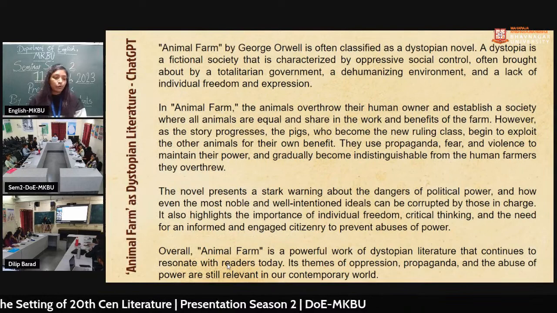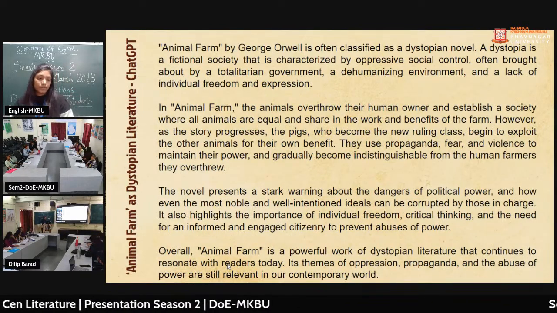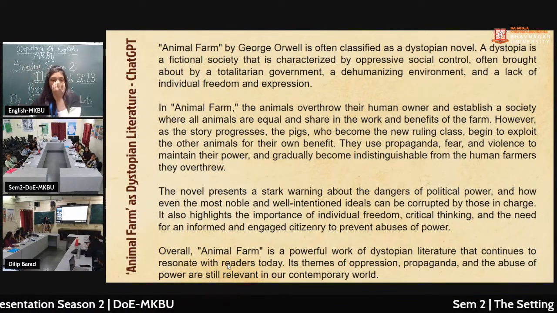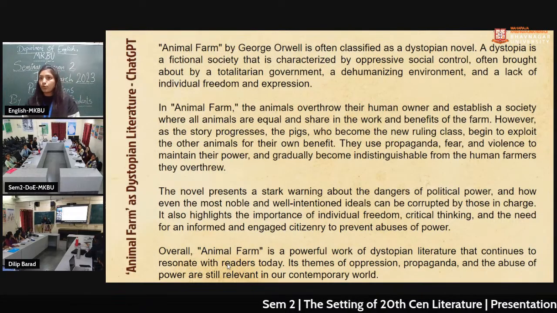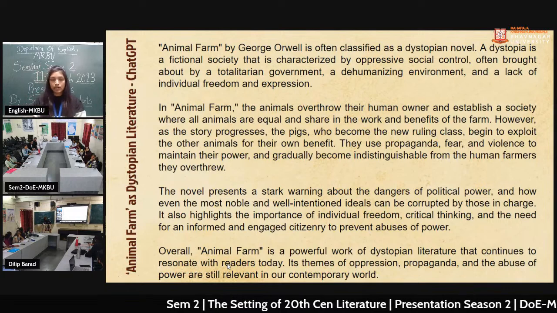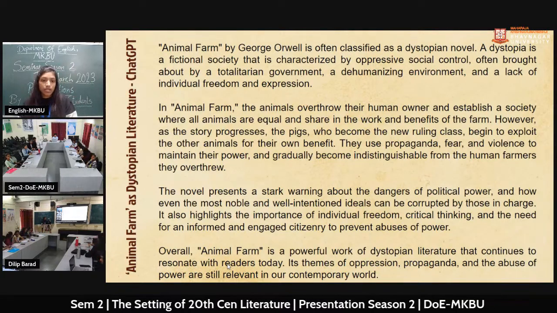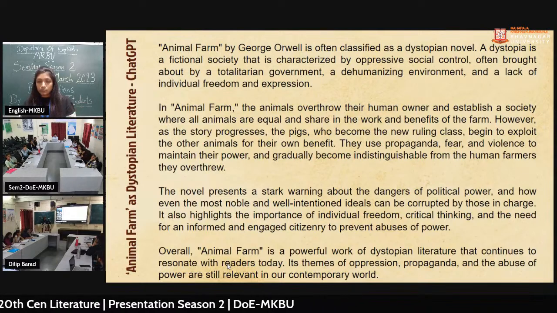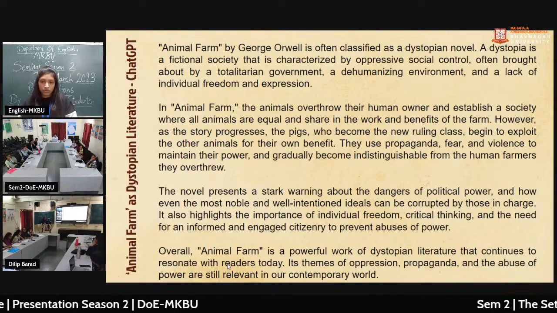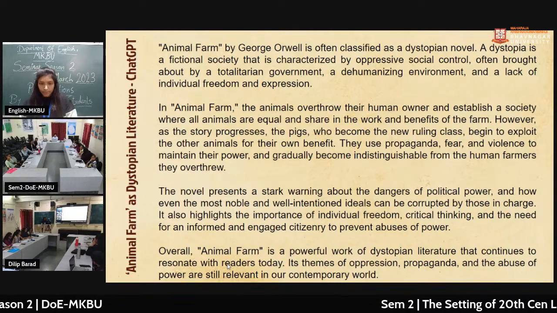So I prompted ChatGPT that Animal Farm is dystopian literature, and it gave me a simple answer. If we want to know about dystopian literature and that Animal Farm is dystopian literature, then it will be good. But if we want to know more about it, then it does not give that good an answer.